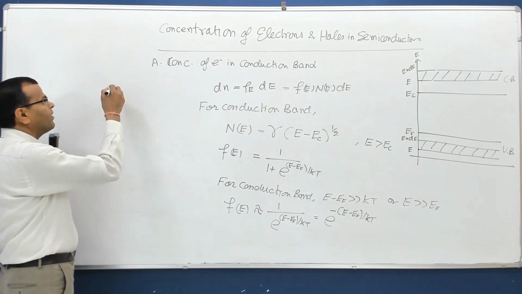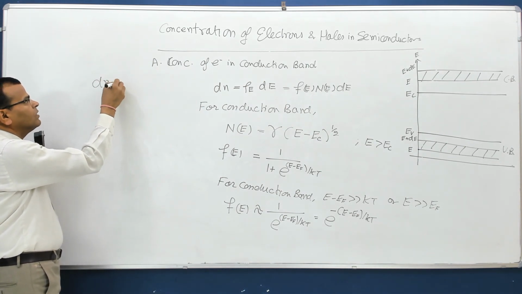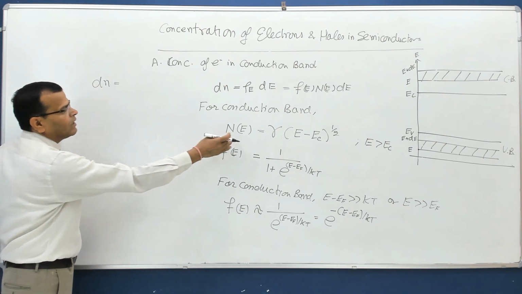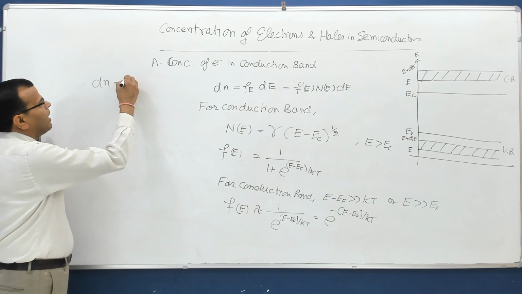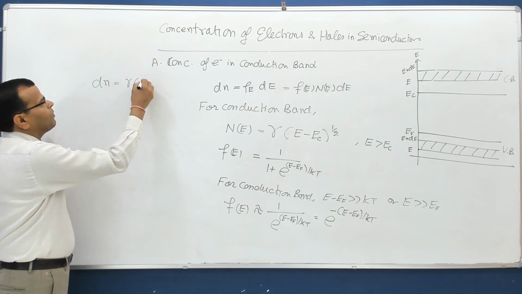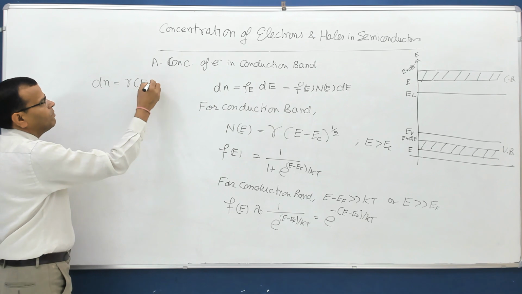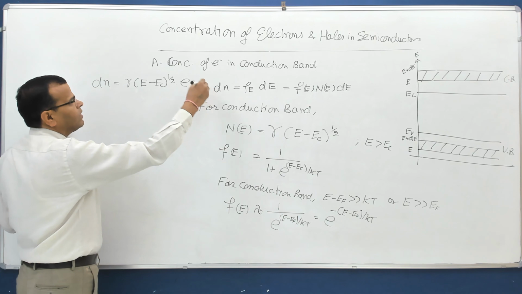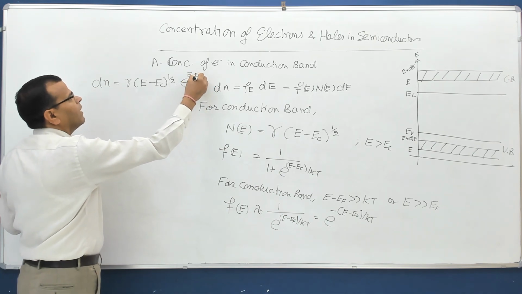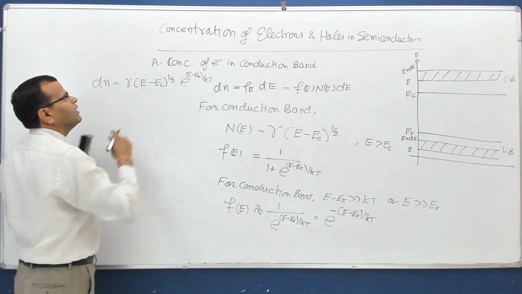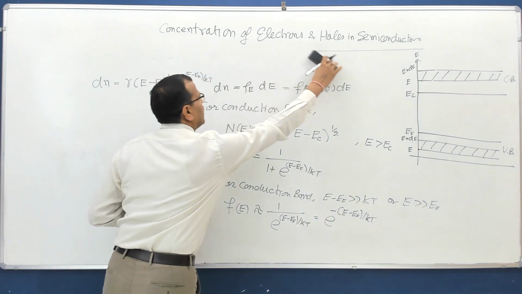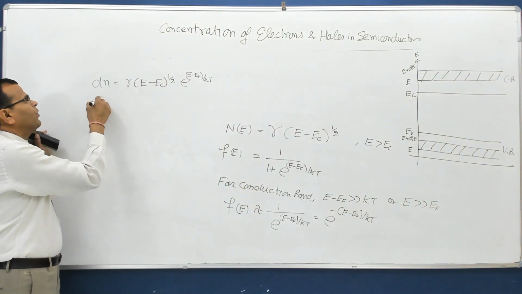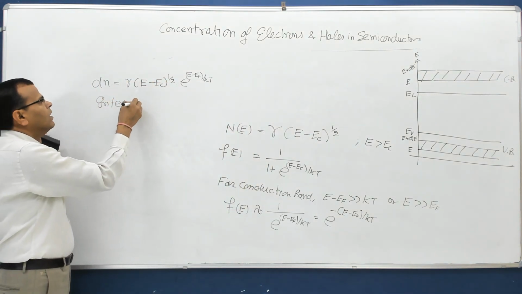So I can rewrite the concentration of electrons in the conduction band as equal to the Fermi-Dirac function times the density of states. That is gamma into (E minus EC) to the power 1 by 2 into e raised to the power minus (E minus EF) by KT. That's what you have. So that is your concentration of electrons in the conduction band. Now you can integrate it.